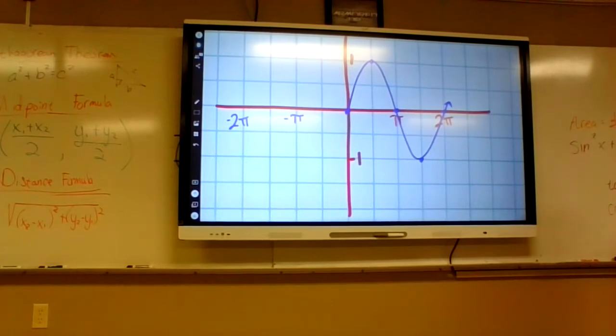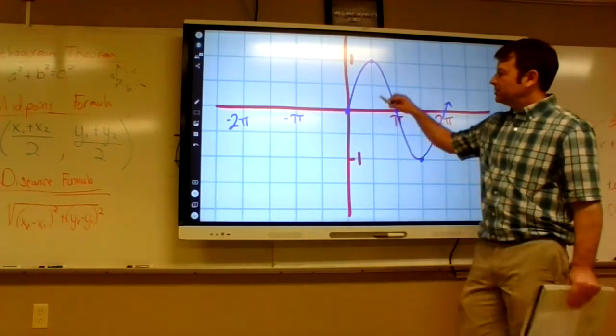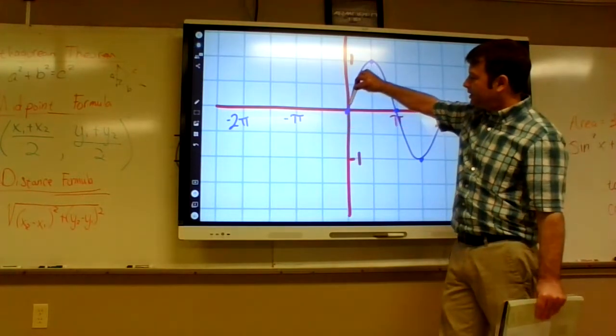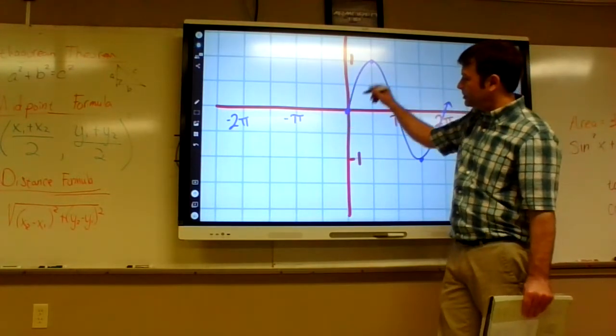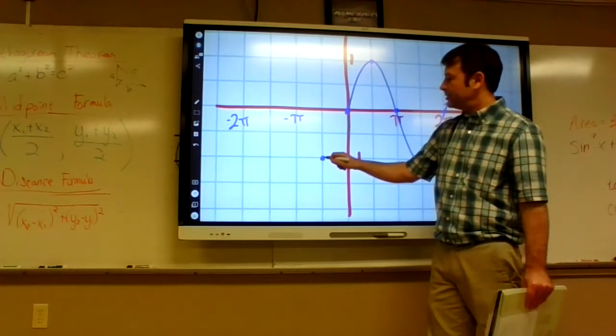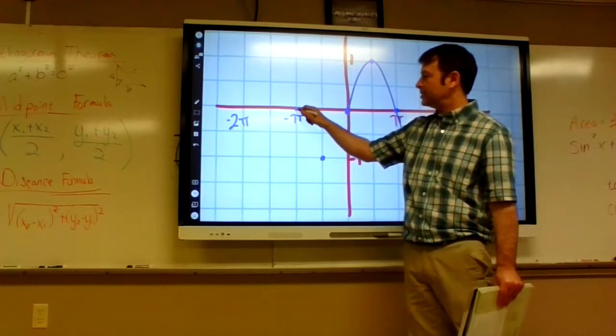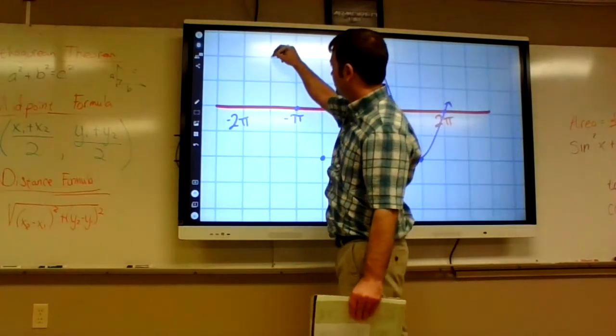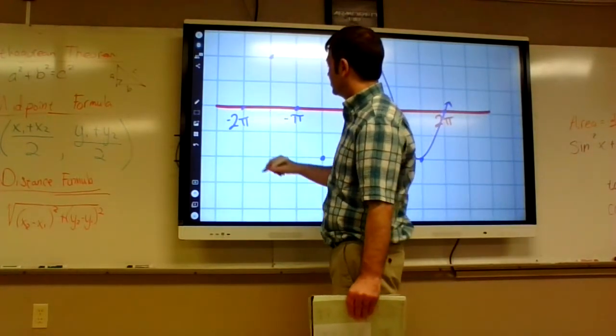Okay, so what should it look like on the back side? Well, going up at 0 to get to 1, so it should be going down back here. So it's at the bottom on the first step backwards, back to the middle, to the top, back to the middle.